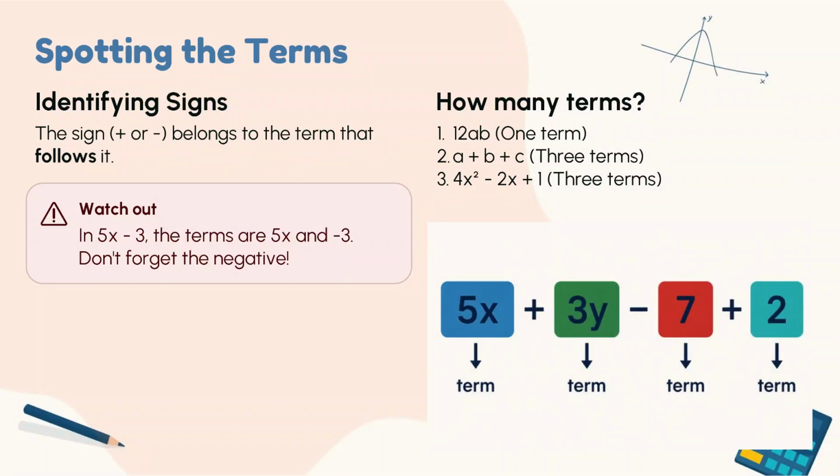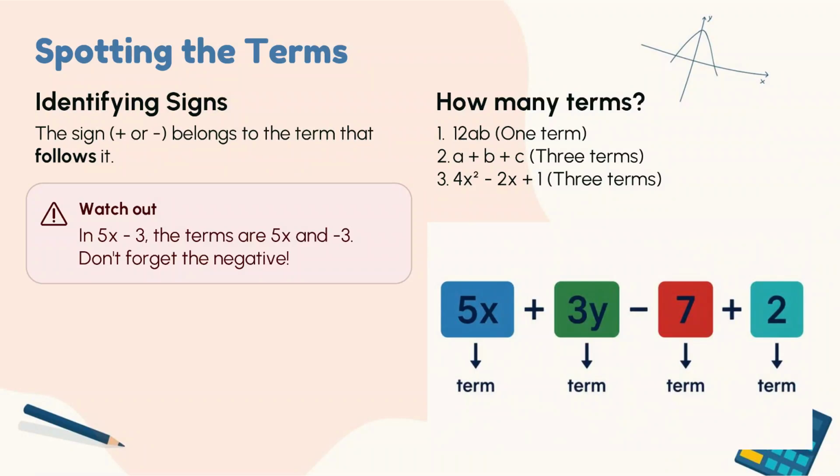Now, we need to practice spotting terms. A really important rule is that the plus or minus sign belongs to the term that comes after it. For example, in 5x minus 3, the terms are 5x and -3. We do not say the terms are 5x and 3 because the minus sign belongs to the 3.